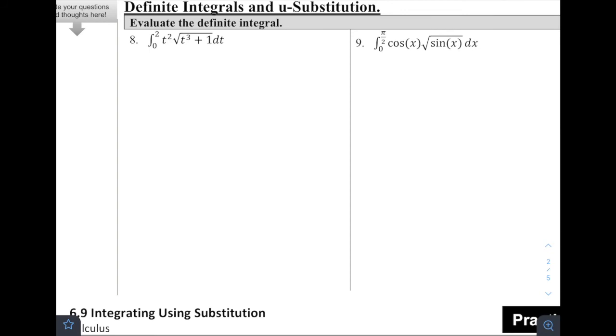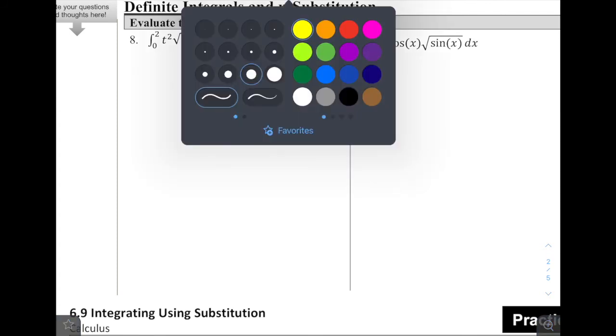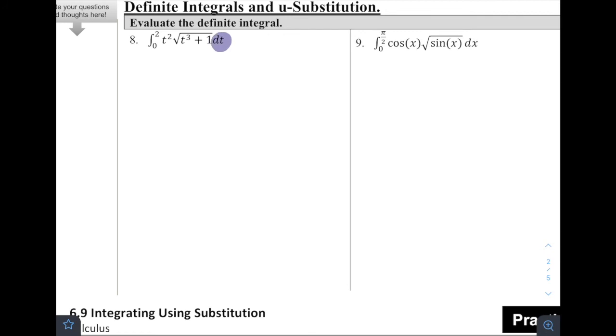So check this out. Looking at this problem, I see it's a definite integral because it's got these limits of integration. Now what I want to mention is notice that this function is with respect to time, or dt, right? And that means that these limits of integration that we currently have here are with respect to t.